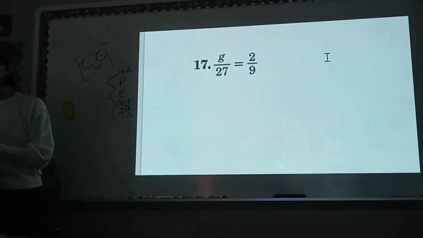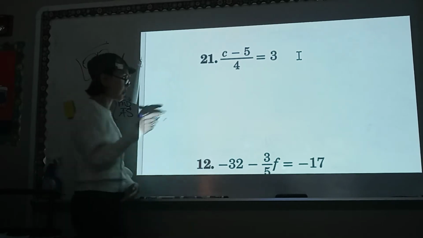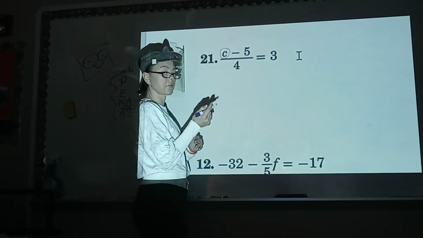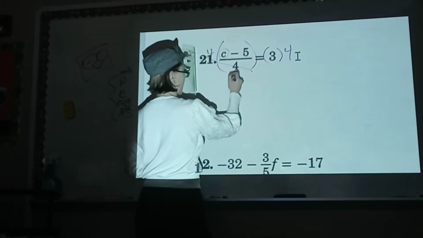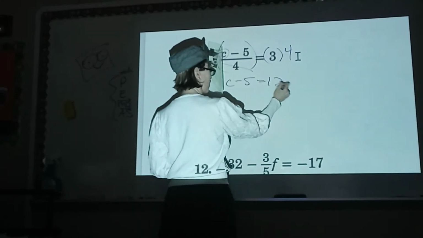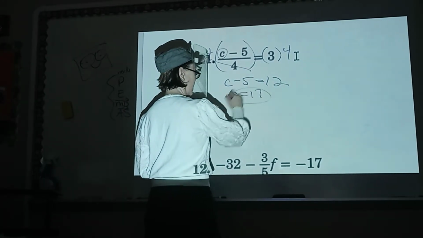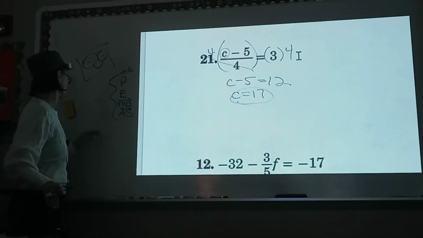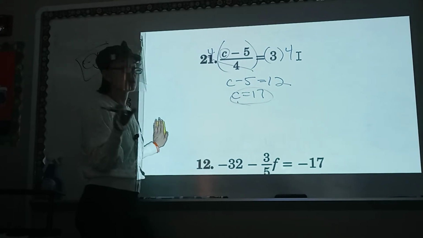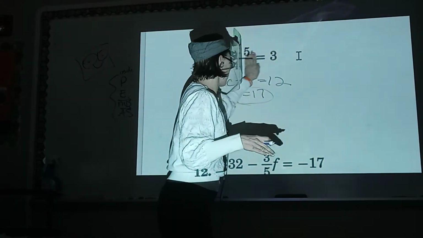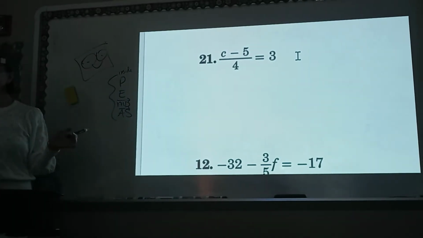Okay, next one. Okay, 21. We want to solve for c. We have to get rid of the fraction first, so we're going to multiply by 4 on both sides. Those cancel. Bring down your c minus 5 equals 12. Have we solved for c? No. Add 5 to both sides, c equals 17, and we're done. Remember, I'm just doing this to make sure of accuracy on the pop quiz we just gave.